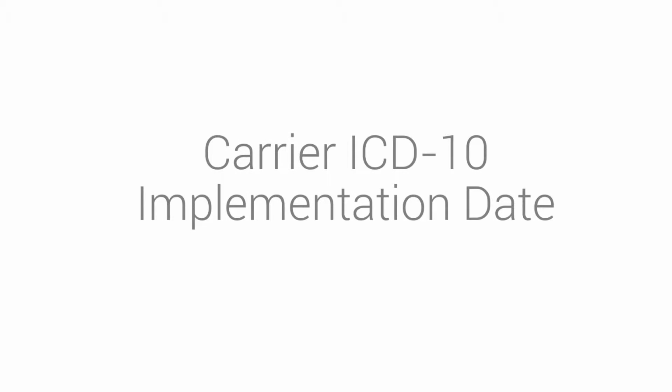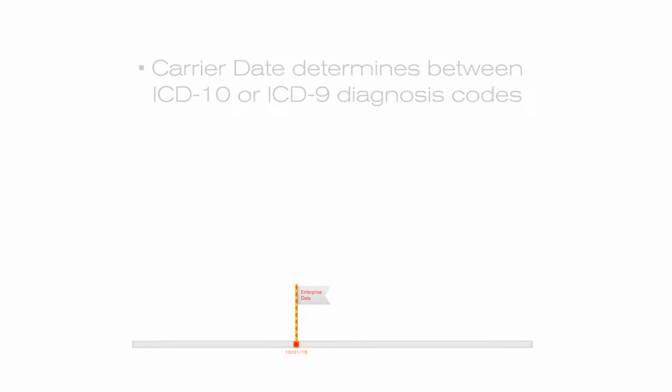The second date we are going to talk about is the Carrier ICD-10 implementation date, otherwise known as the Carrier date, located under Centricity's insurance carrier information. Centricity requires carrier dates in order for the software to determine if ICD-10 or ICD-9 diagnosis codes should be generated for either the electronic file or paper claims.